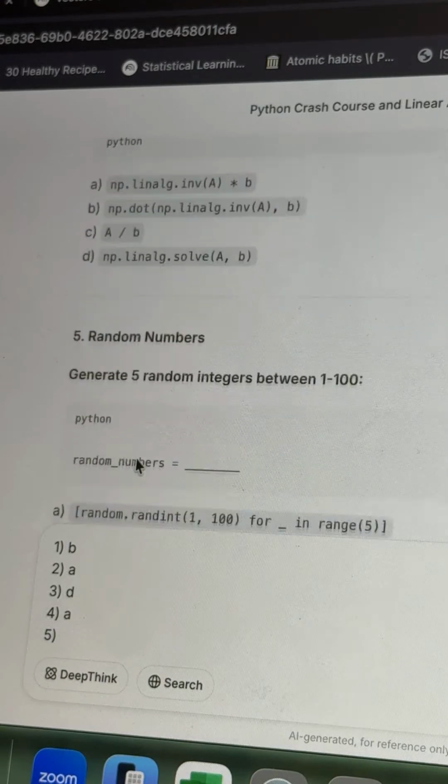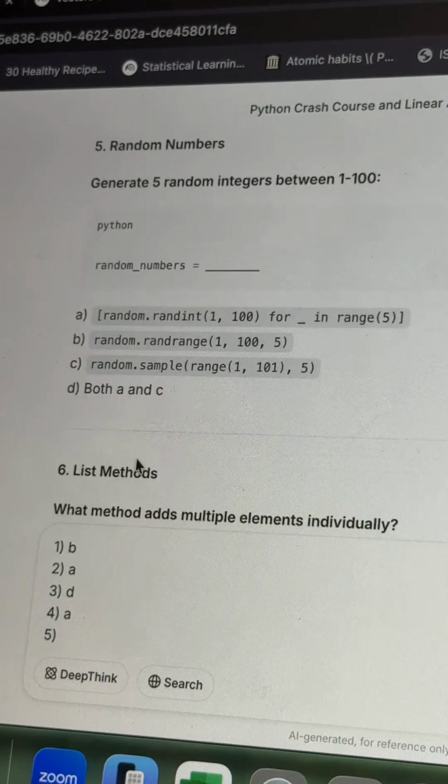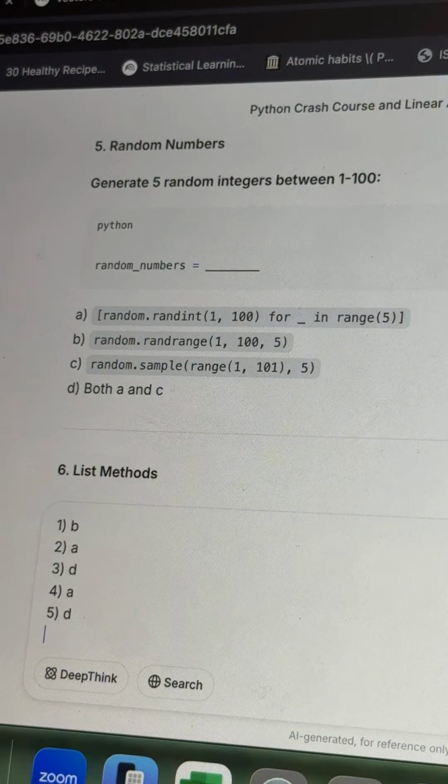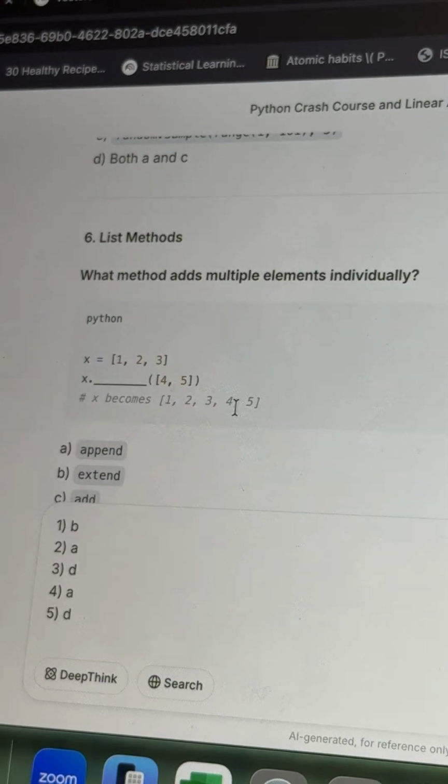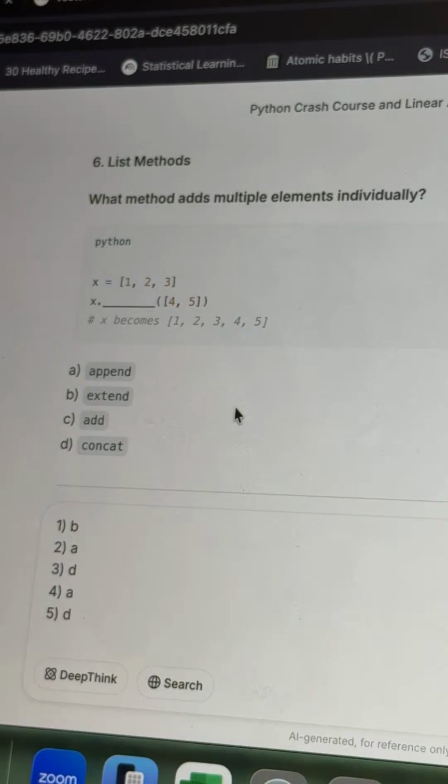Random numbers. Generate 5 random integers between 1 to 100. What? How did I get this one wrong? Well, I put C. It could have been D though. Wait. Both A. This looks so wrong though, but it was probably D then, right? Because I'm for sure certain about C. Alright, so I got 7 wrong. We got 2 more left, and then we'll see the real answers.